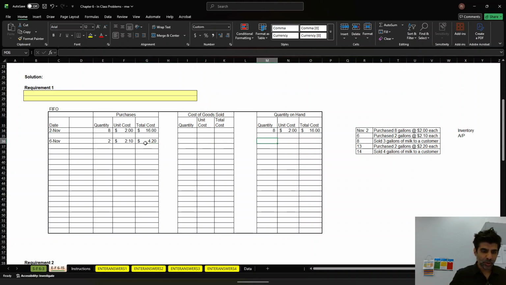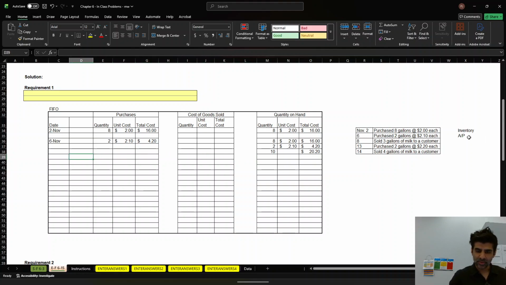Okay, so now we have two different inventory layers, right? We have 8 of the $2 units. Again, let me just fix the formatting for these. And now we've added 2 more units at $2.10. And so the value of this inventory is $4.20. So after the second transaction, we have 10 units total worth $20.20.